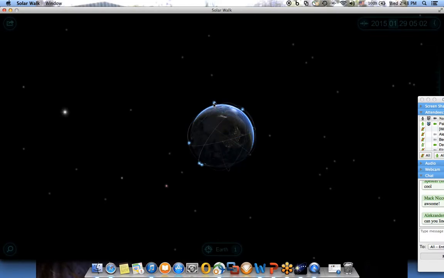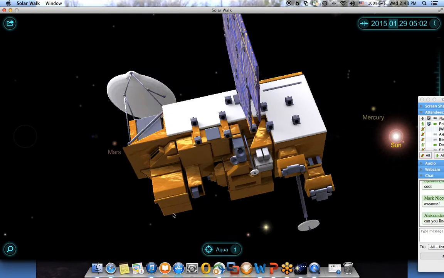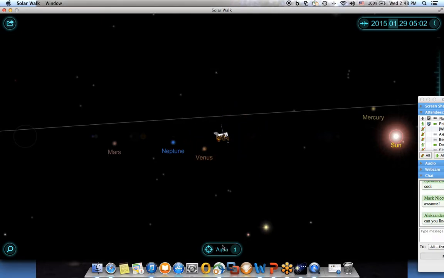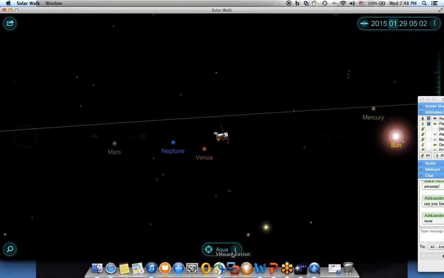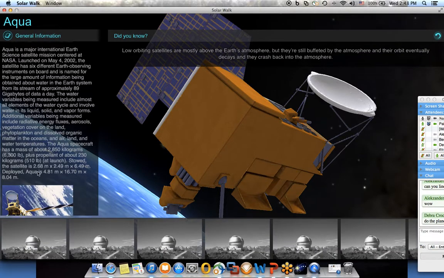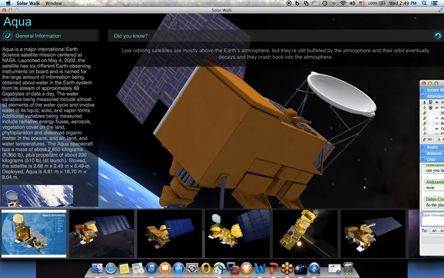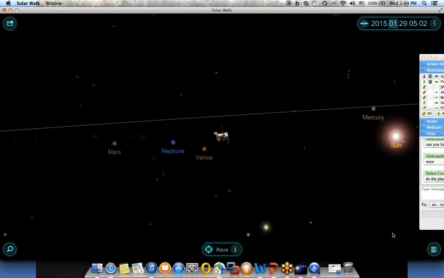Okay. And it's cool because you can actually even click on one of the satellites and it's going to show you the satellite itself, the name of the satellite and what it does and everything, how high it is in orbit and so on. Very, very cool program. It's called Lunar Walk. All right, so here is Aqua, and it tells you all about what the satellite is. Very, very nice program for exploration of the solar system.